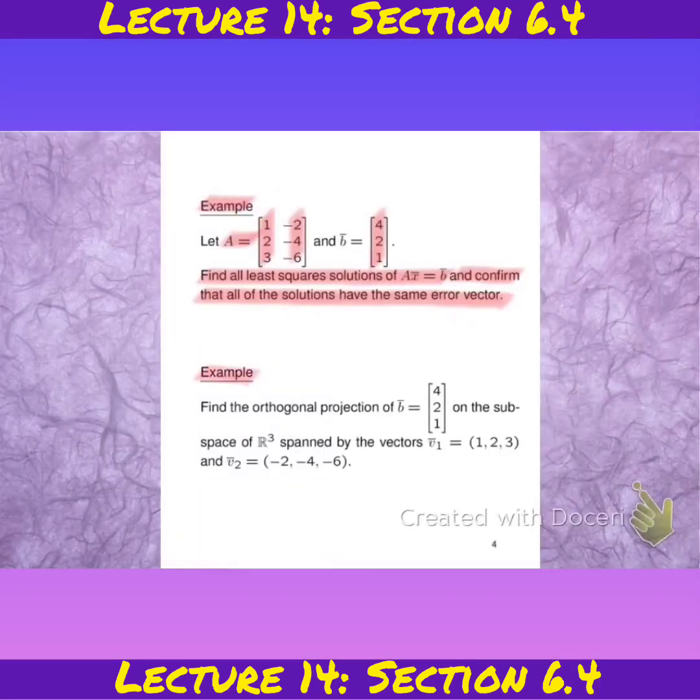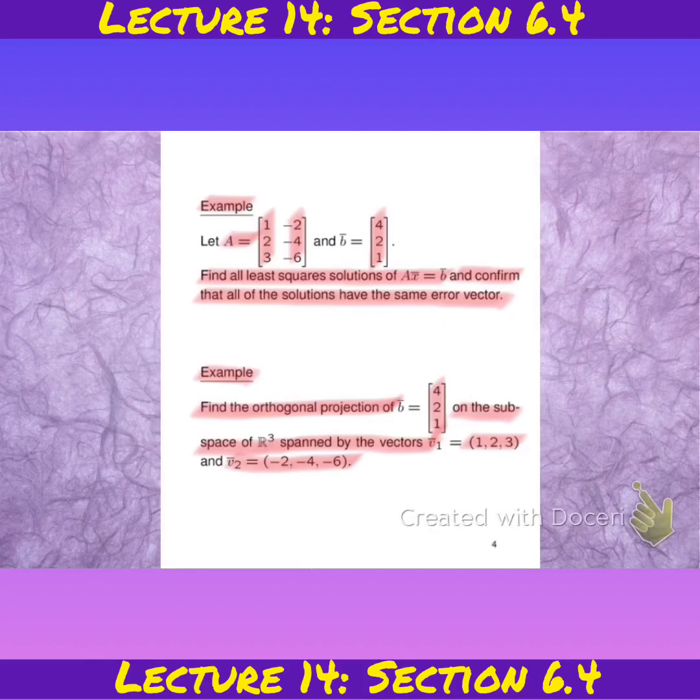Alright, so the next example here: find the orthogonal projection of b. So this question relates to the first question. On the subspace of R3 spanned by the vectors v1, where v1 is a column vector of A, and v2 is a column vector of A as well. So we're actually asking to find the orthogonal projection of B onto the column space of A.